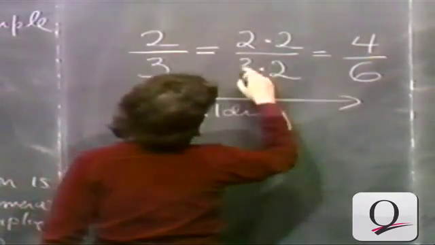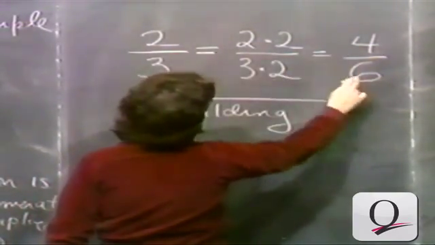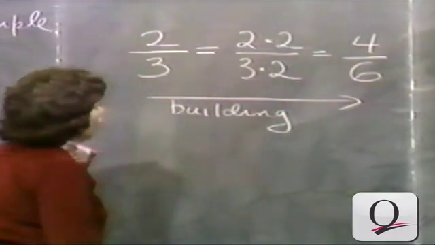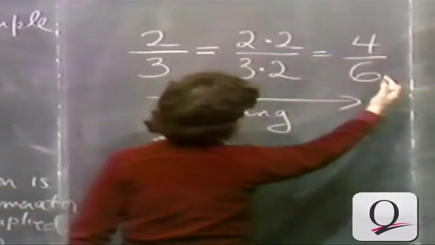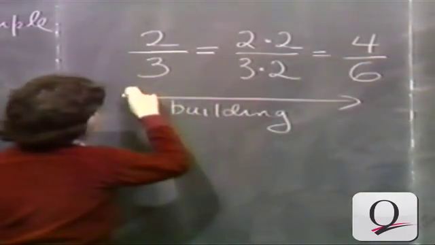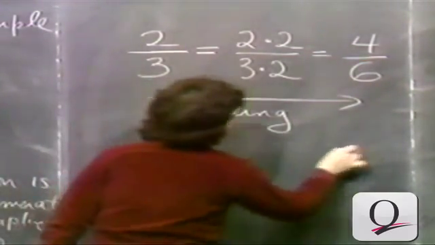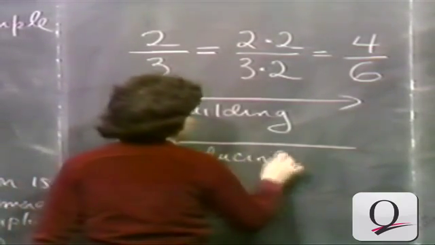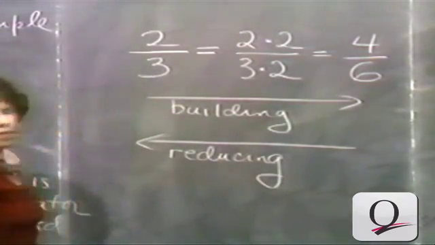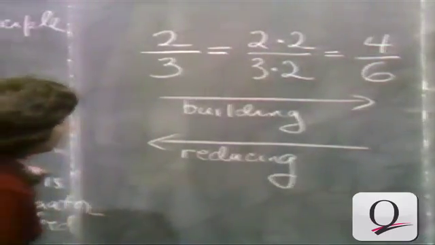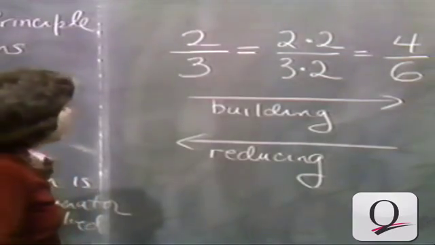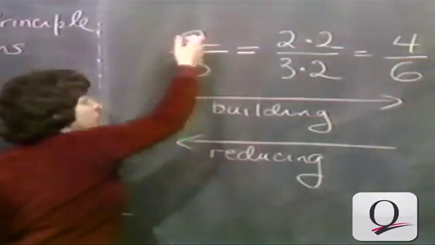Or you could think of it over here. We can write 4 as 2 times 2, 6 as 3 times 2, and cancel out the 2's. When you go from a fraction to an equivalent fraction having a smaller denominator, we are reducing the fraction. And generally, we try to reduce a fraction to lowest terms. That is, in the final result, for example here 2/3, we don't want there to be any factors in common in the numerator and the denominator.